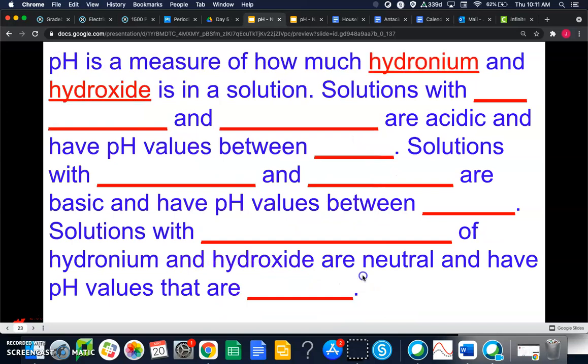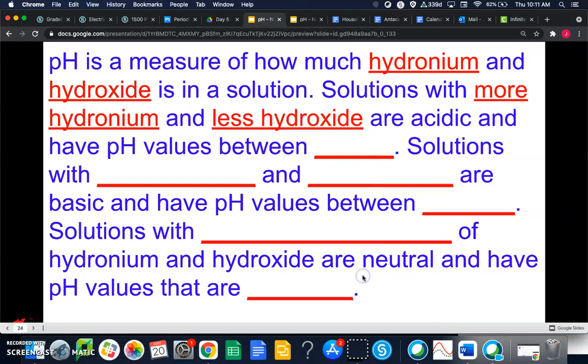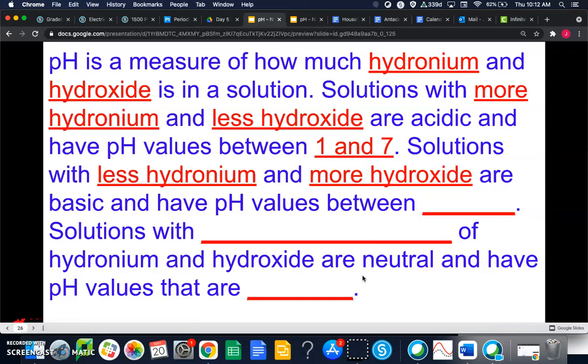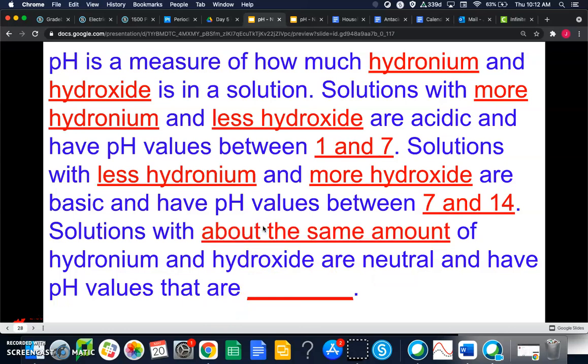So pH is a measure of how much hydronium and hydroxide is in a solution. Solutions with more hydronium and less hydroxide are acidic and have pH values between 1 and 7. Solutions with less hydronium and more hydroxide are basic and have pH values between 7 and 14. And then solutions with about the same amount of hydronium and hydroxide are neutral and have pH values that are close to 7. Right, so 7 is kind of the magic number for pH. That's sort of like the middle of the pH scale.